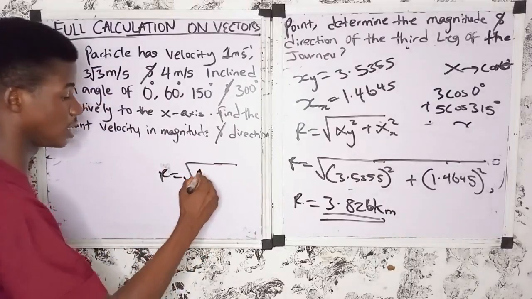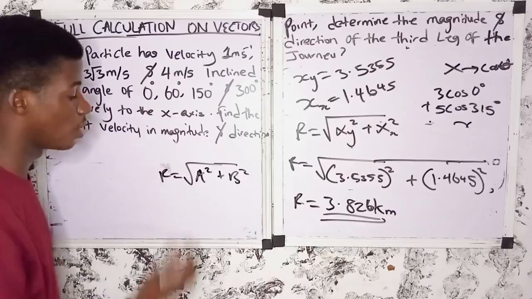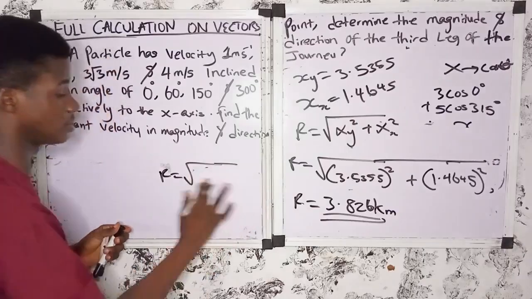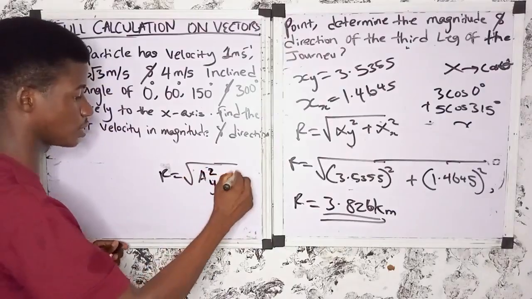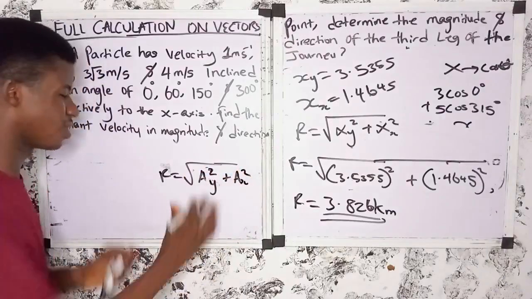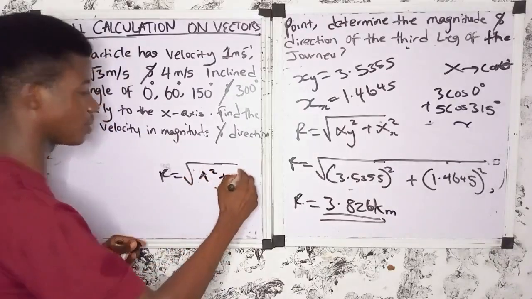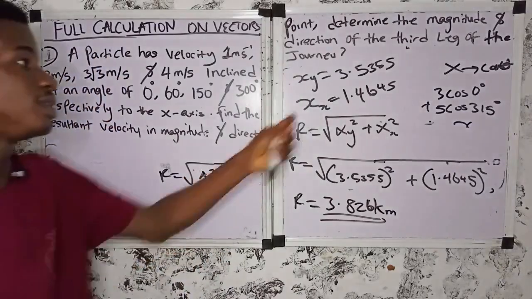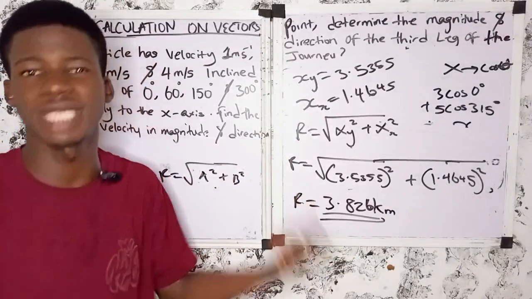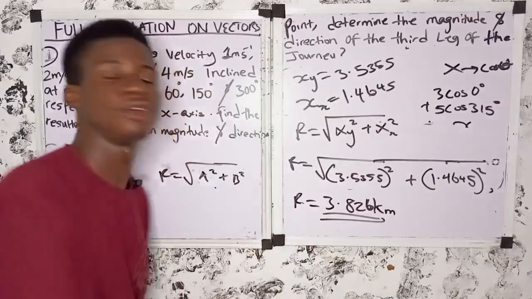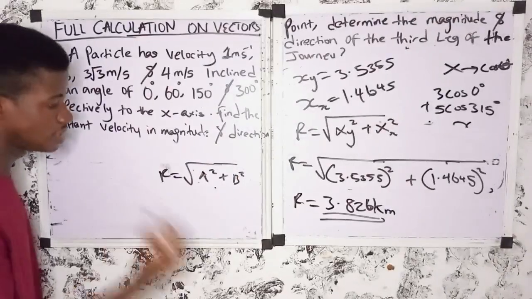Or you can say the square root of a square plus b square. A is y, b is x. Or you can just say ay square plus ax square. The same thing, or a square plus b square. Okay, so this formula looks for the resultant. We have gotten the resultant. Now what about the direction? Which formula can we use to get the direction of this resultant? It's very easy to get the direction.